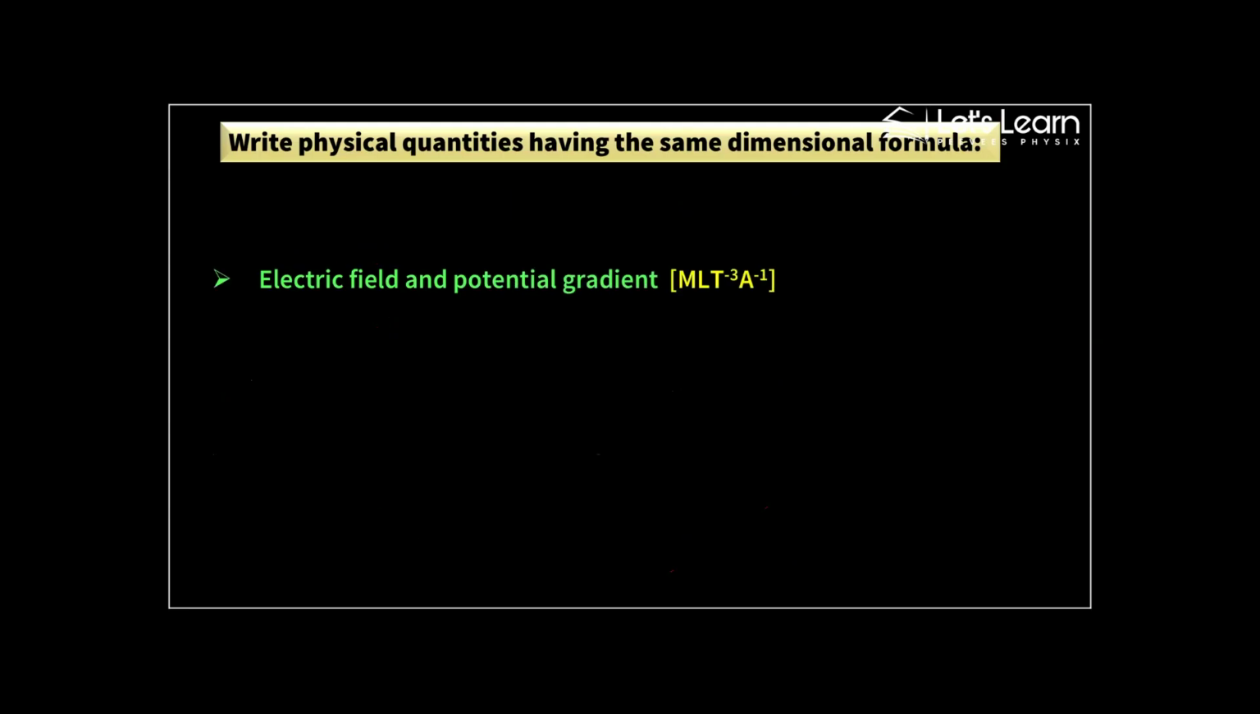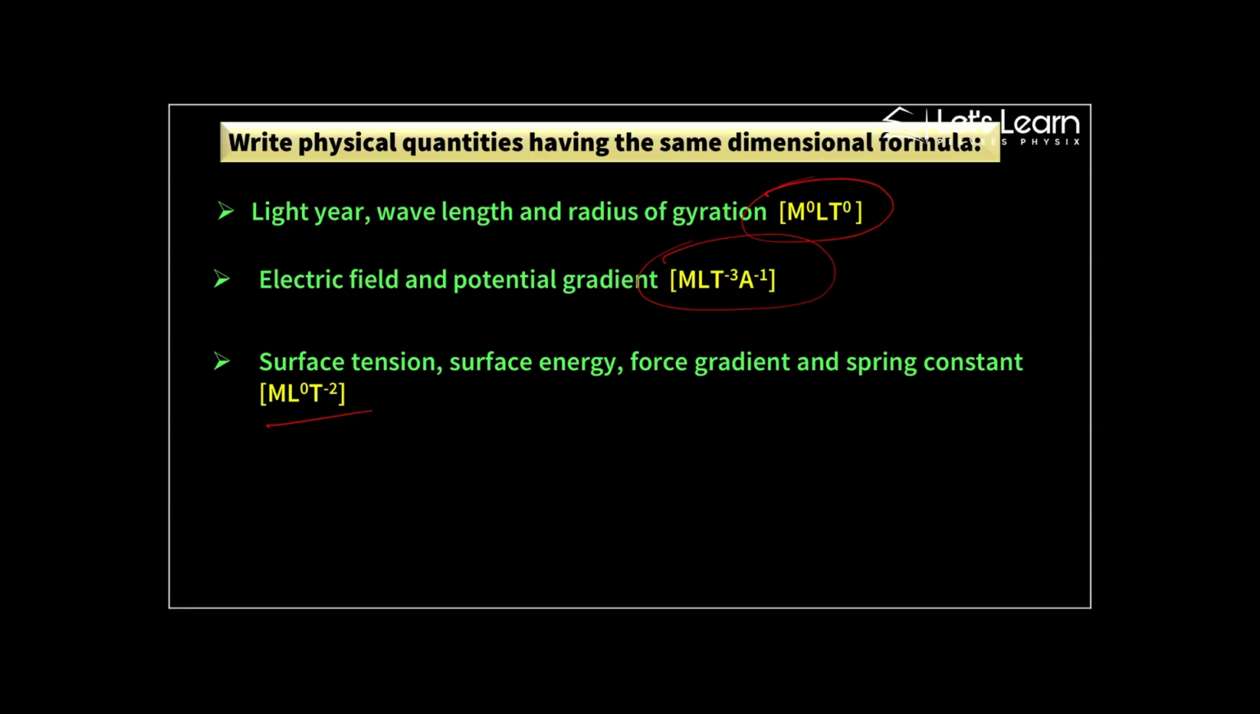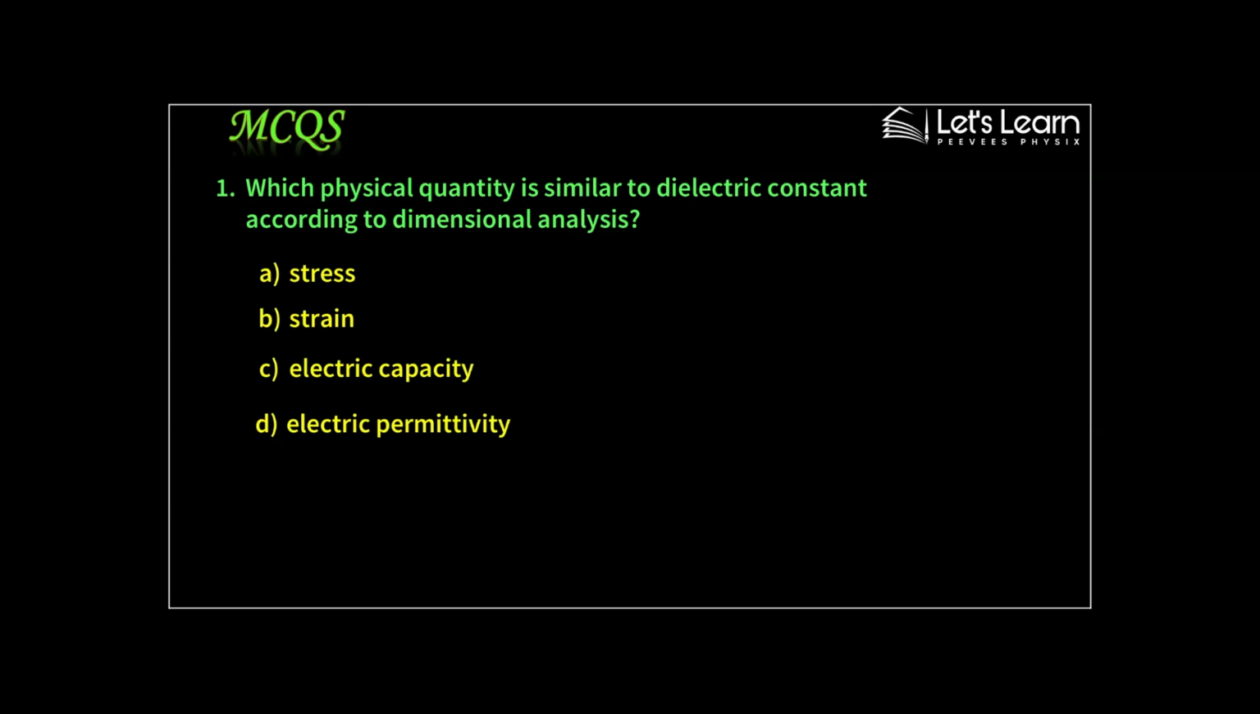Electric field and electric potential gradient have the same dimension. Surface tension, surface energy, force gradient, spring constant, all have the same dimension, M T to the power of -2. Light year, wavelength, radius of gyration, all of them are distances, so they have the dimension of L. That's it. We do some questions.